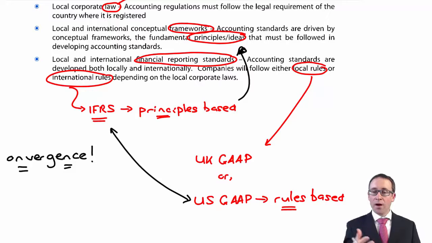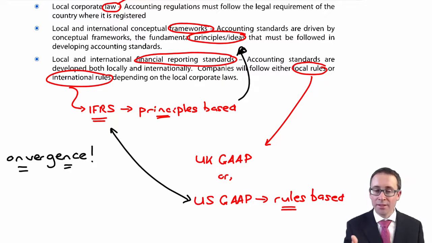Just be aware other local rules may not be principles based or rules based. Accounting standards could also be based upon tax rules. I think German accounting standards are very focused upon the way that the tax authorities treat things, so there's very little difference between accounting profit and taxable profits. Just have awareness of that. We tend to have rules-based, principle-based standards, and then tax-based standards. There we go. So that's the regulatory environment.